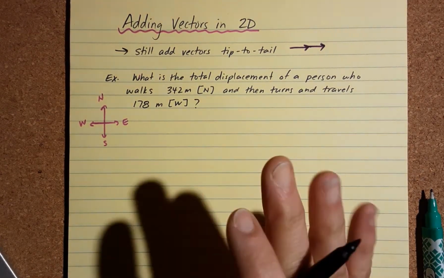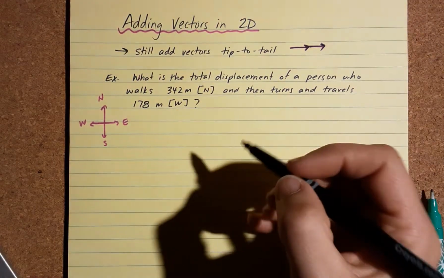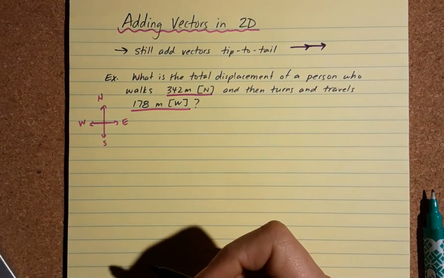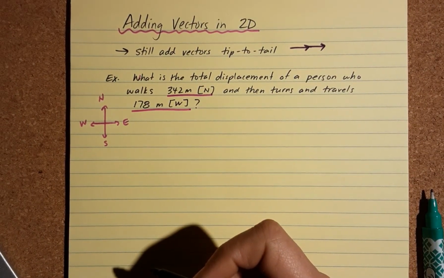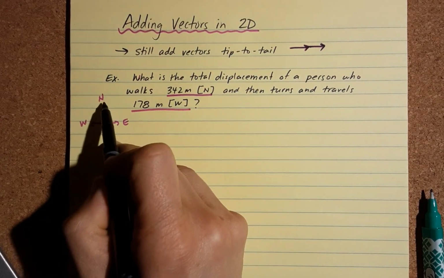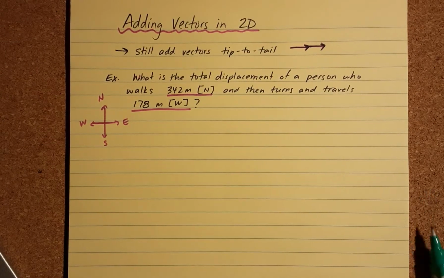Okay, so you might want to pause the video to copy this down, and I'm just going to go ahead and start solving. So the first thing I want to do is draw a diagram. Yes, I'll be drawing triangles, but my triangles will always have arrows to indicate the direction of my vectors. So my vector diagram is going to use these 2 vectors right here, 342 meters north and then 178 meters west. So I'm going to be going north and then I'm going to be going west. So let's draw that.